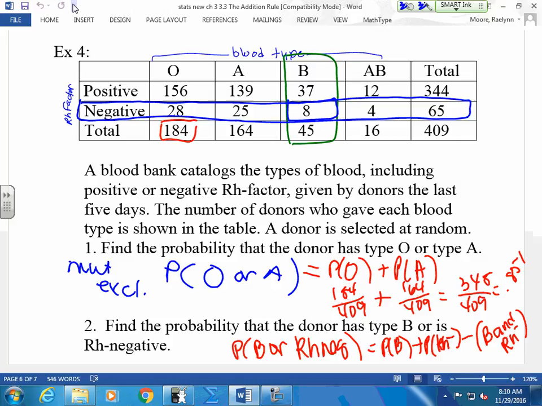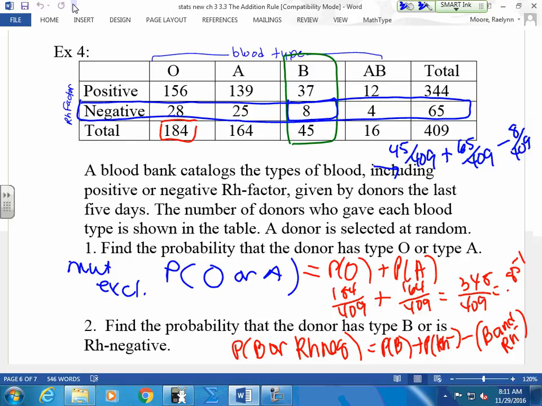I'm going to have to bring it up here. What's the probability of getting a B? 45 out of 409. What is the probability of getting a Rh negative? Now here's the tricky part. Where do they overlap? 8 over 409. I've got to use this. I can't use 45 because it's in this one and it's in this one. I got to use 409. It kind of stands to reason because your denominators all should be the same. So watch what happens. This is why we do this.